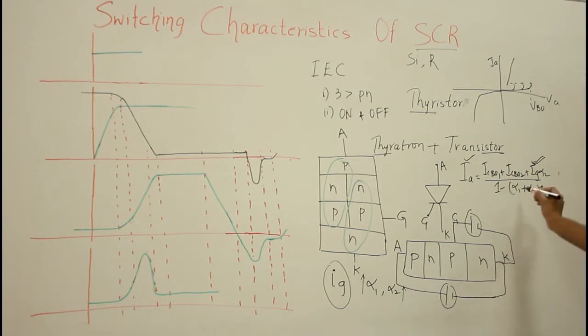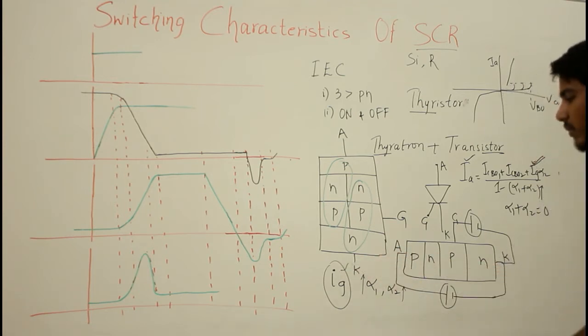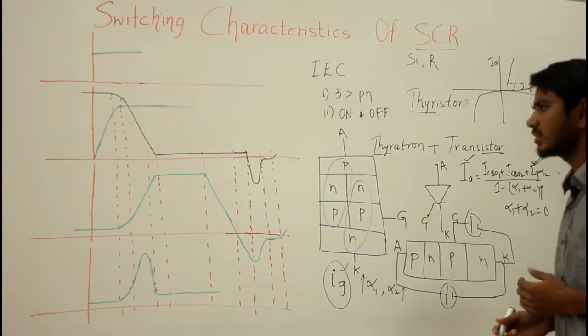to 1. So when your alpha 1 plus alpha 2 becomes 1, there will be a large amount of anode current, and this large amount of anode current is caused due to a small gate current signal. Due to the positive continuous feedback, there is a regenerative action taking place.